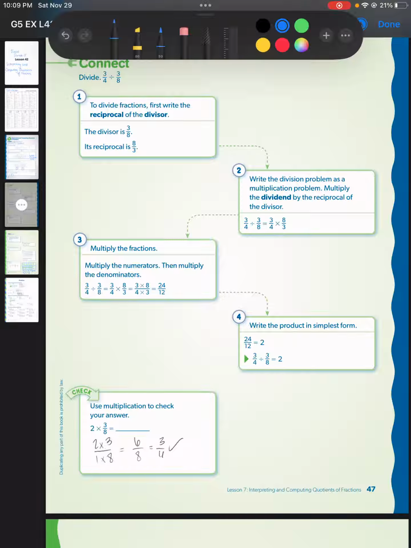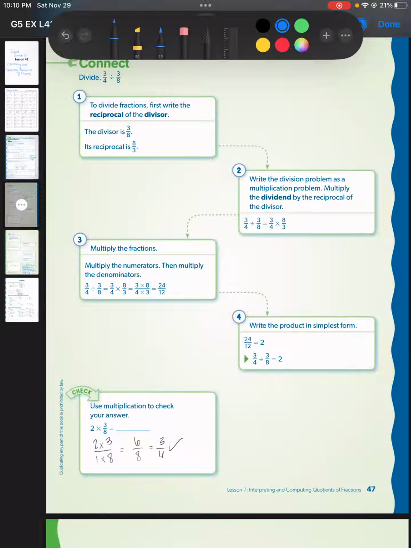Because when we get to step 2, now that we have written the reciprocal of the divisor, we now need to multiply by the dividend. What's a dividend? Help students remember that that first term is the dividend. That's how we get the problem, 3/4 times 8/3. Step 3 is to multiply the numerators and then the denominators, and then they'll write the product in simplest form.